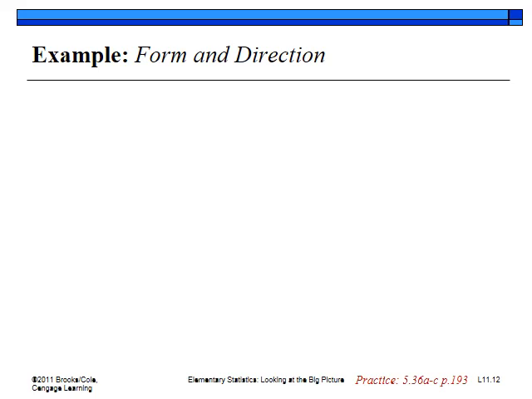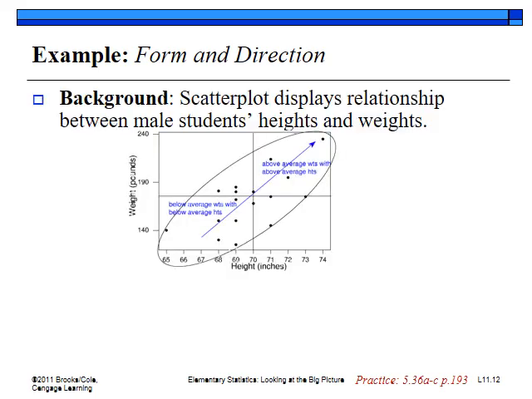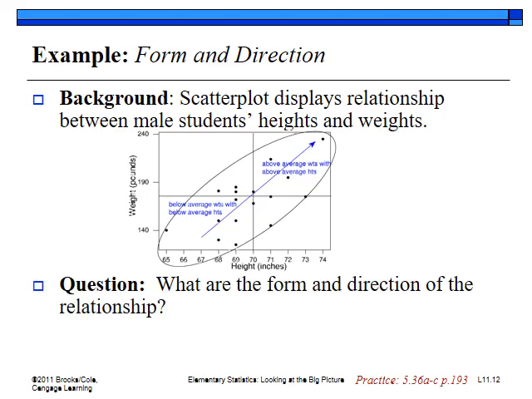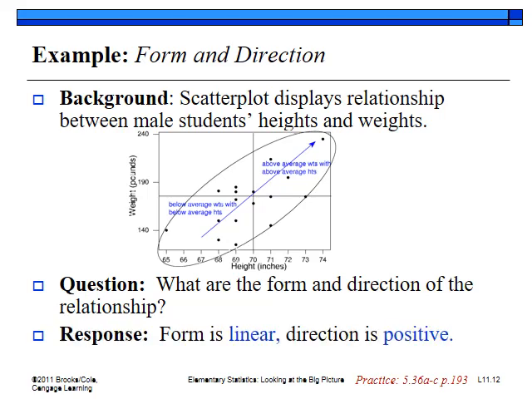Let's look at an example of this relationship. Here again we see a scatter plot displaying this relationship between male students' heights and weights. What are the form and direction of the relationship? Well, the points seem to be more or less clustered around the blue arrow, which looks like a line. So we'd say that this relationship has a linear form. The line goes up as we move from left to right. You might say that it has a positive slope. So the direction of the relationship is positive.